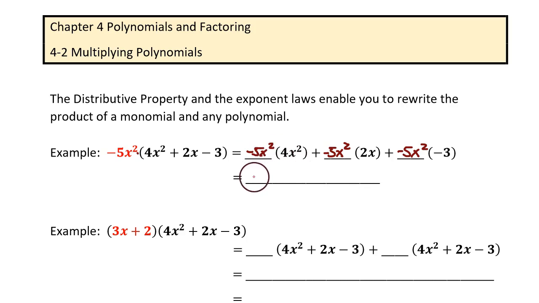Negative 5 times 4 is negative 20, and x squared times x squared, using the rule about adding exponents, is x to the 4th. Negative 5 times 2 is negative 10, and x squared times x to the 1st is x to the 3rd. Negative 5 times negative 3 is positive 15, and x squared times no more x's is x squared. So the final answer is a trinomial, and to create the terms, we're using the distributive property.